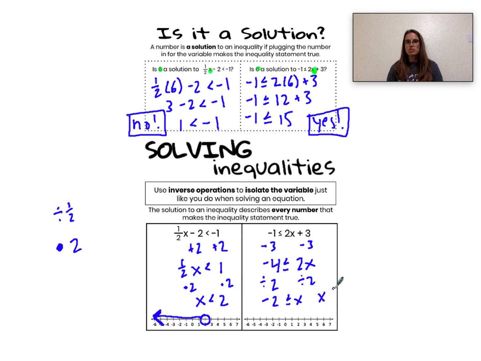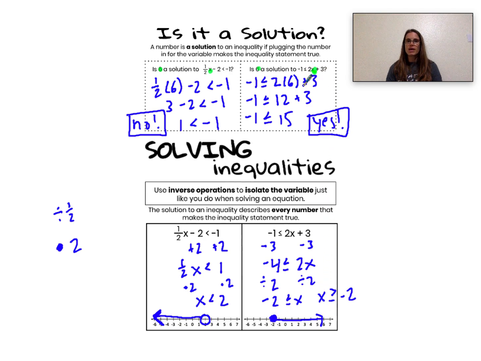Before I graph, I need you to rewrite this as x is greater than or equal to -2. This is my solution to the inequality, meaning it represents all of the values of x that make this statement true. X is greater than or equal to -2. Closed dot at -2 and arrow to the right. Again, I want you to rewrite this with the variable on the left so that you graph it correctly.